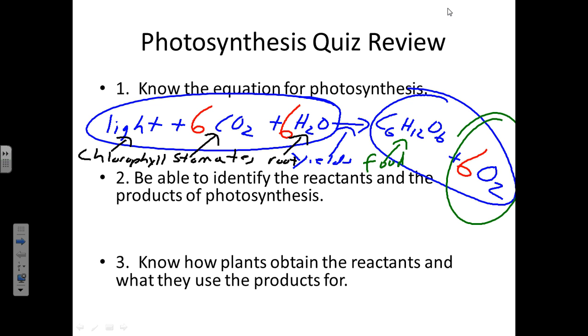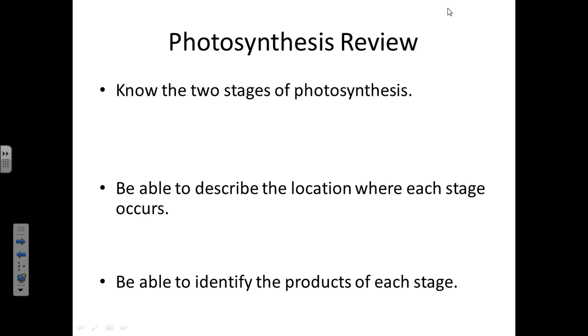So I think we covered everything on this first slide. Anybody have questions about this stuff? Should be basic stuff. Let's look at the second one. The next thing says know the 2 stages of photosynthesis. What's the first part of photosynthesis called? Light dependent reactions. The second stage is sometimes just called light what? Yeah, but it's sometimes called light what? Independent, but most of the time we're going to call it the Calvin cycle.